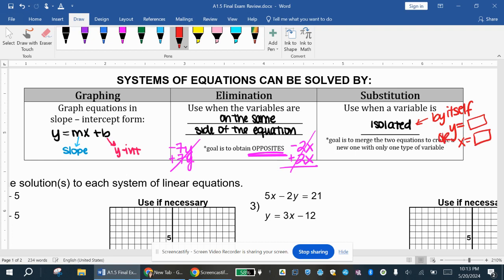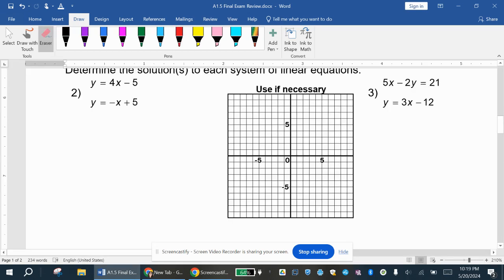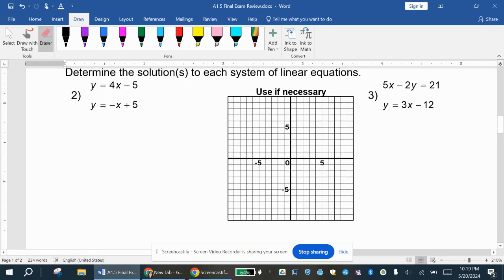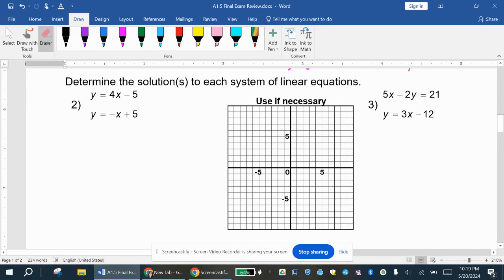Our goal there was to merge the two equations they gave us so that when we combined them, we'd have only one type of variable. And I'll review what all that means in a little bit. Technically, three choices: you can try to solve by substitution or elimination, or you can even graph. So I'll show you all of them, and then make sure you watch the video, decide which one you like the best before you commit to writing anything on your paper.